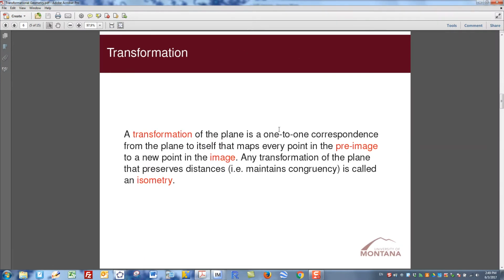Transformation, let's talk about this big umbrella term. A transformation of the plane is a one-to-one correspondence from the plane to itself that maps every point in the pre-image to a new point in the image. Any transformation of the plane that preserves distances, that is, it maintains congruency, is called an isometry.